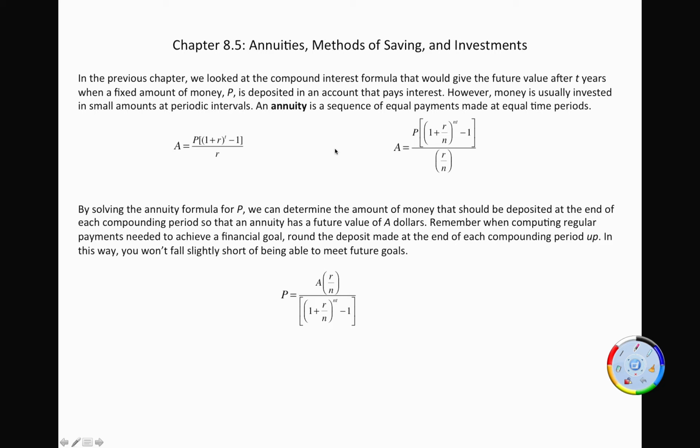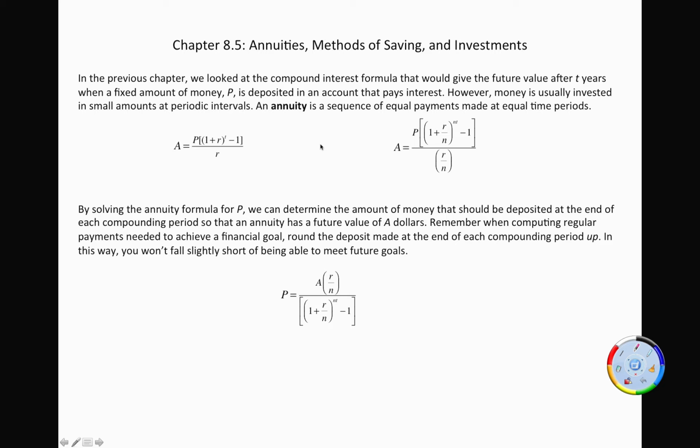However, money is usually invested in small amounts at periodic intervals. For example, to save for retirement, you might decide to place $1,000 into an IRA at the end of each year, or $50 at the end of each month.